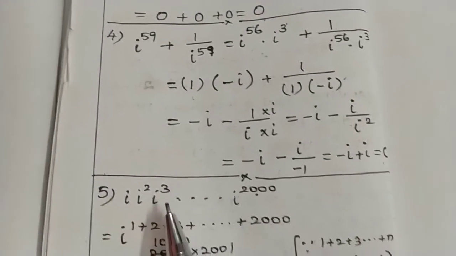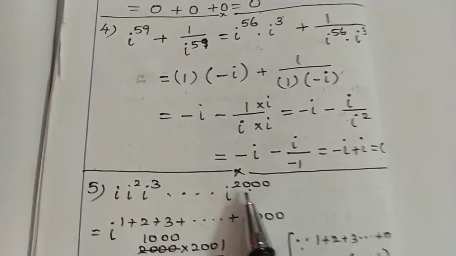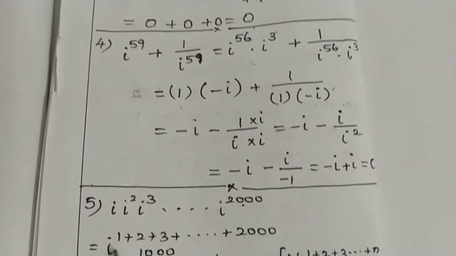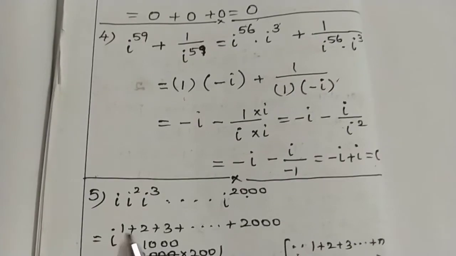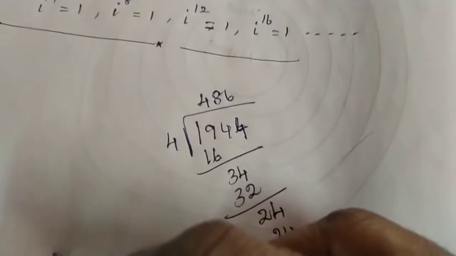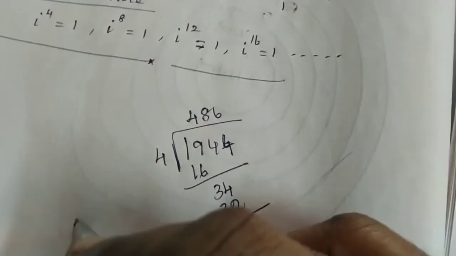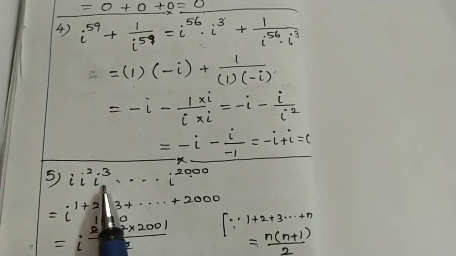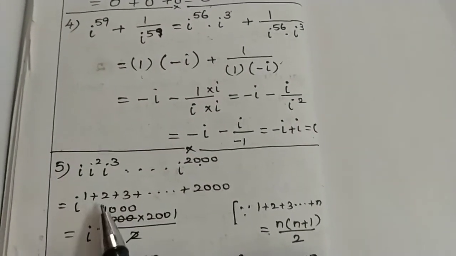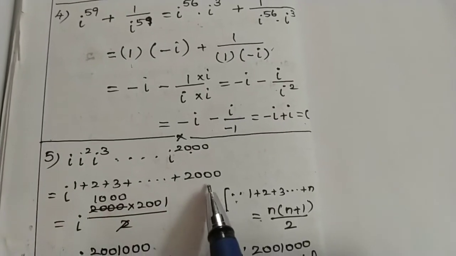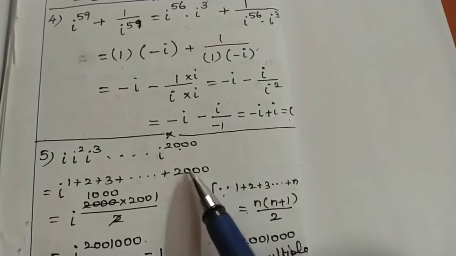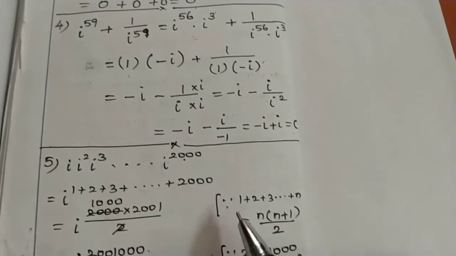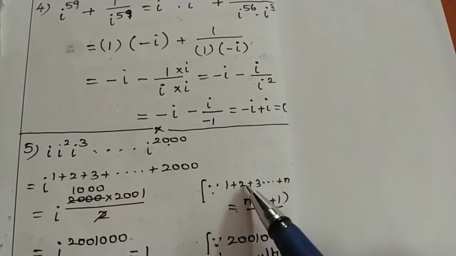Next, fifth sum: i squared, i cube, etc. i power 2000. So multiples, then add the powers: i power 1 plus 2 plus 3 plus etc. 2000. You know already the algebra formula: x squared into x cube means x power 2 plus 3. Similarly, i squared, i cube, etc. i power 2000 means I add the powers 1 plus 2 plus 3 plus etc. up to 2000.